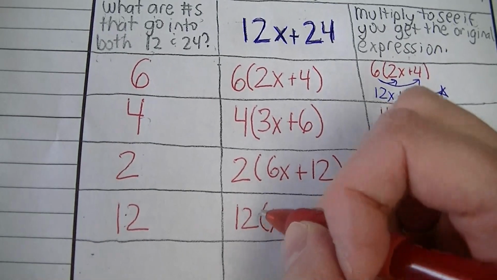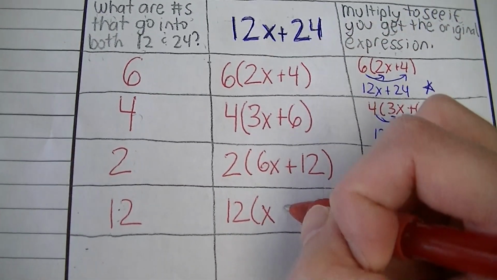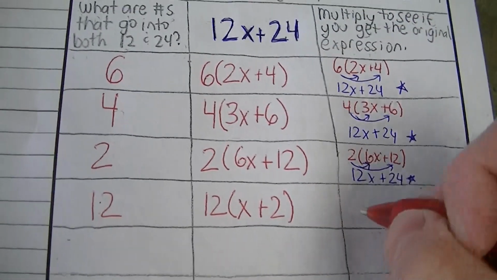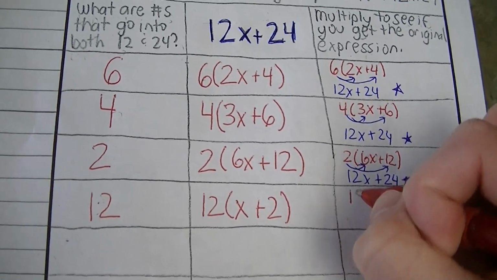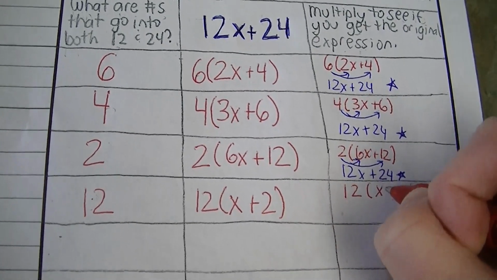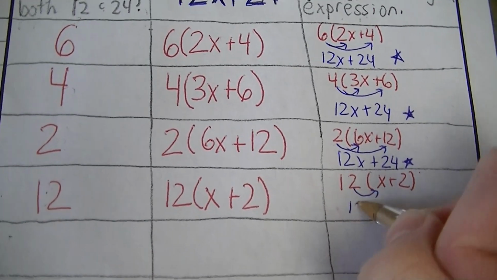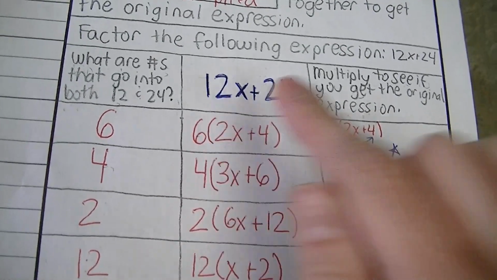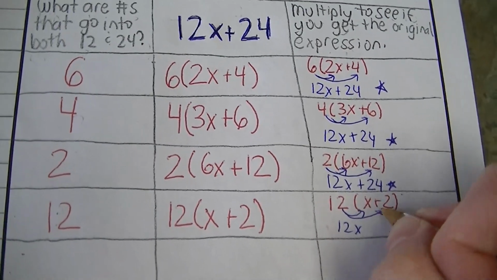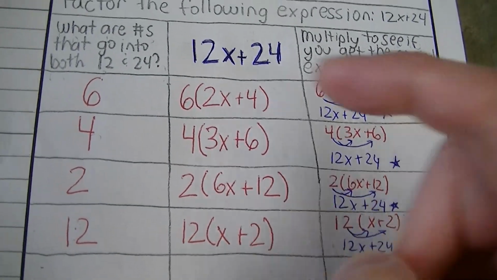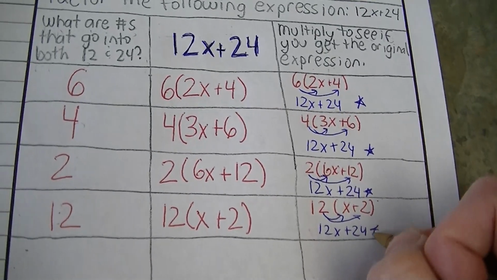All right, 12 times what number will give you a positive 24? And that's going to be a positive 2. And yes, you always want to check just to make sure you didn't have a brain fart. Okay, so 12 times x is 12x. So far, so good. 12 times a positive 2 is a positive 24. Yep, same exact original. There we go.